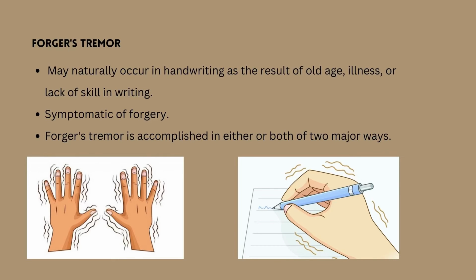Another important aspect under signature forgery is the forger's tremor. While tremor may naturally occur in handwriting as a result of old age, illness, or lack of skill in writing, it is also symptomatic of forgery, either the traced or the slowly drawn variety. Determining that shaky handwriting is the result of forger's tremor is accomplished in either or both of two ways.